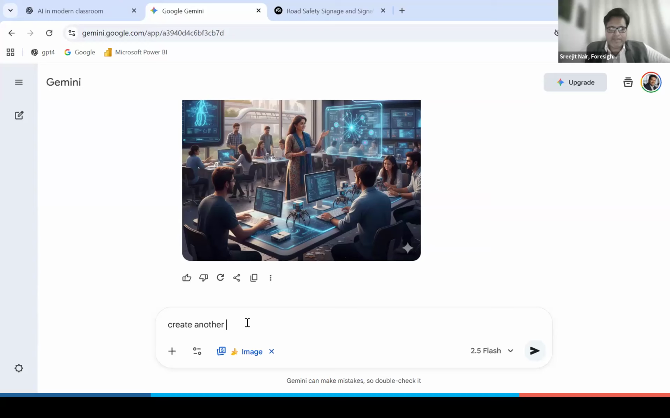Create another version. Keep it as MANIT Bhopal College interface and rework on the image.